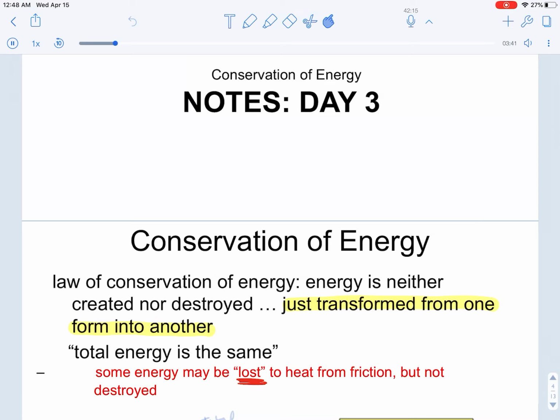So we've discussed before what friction is. It's the rubbing of 2 surfaces against each other. So if you take your hands and you rub them together right now really quickly, you'll notice that your hands get warm. So remember that we've already discussed that friction causes heat.